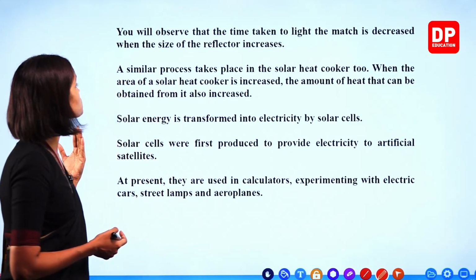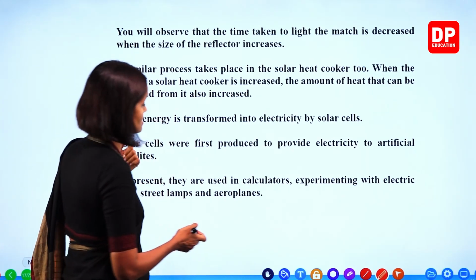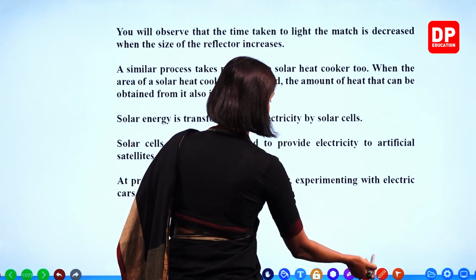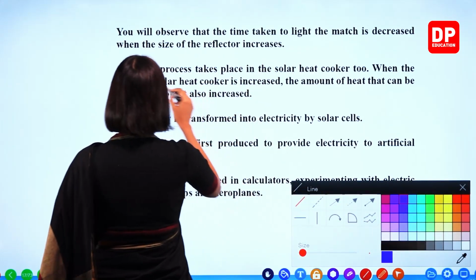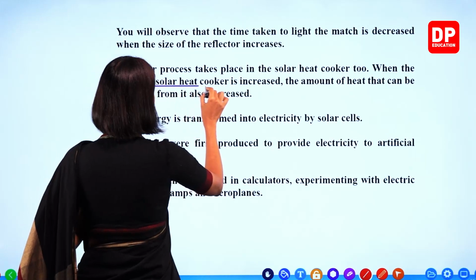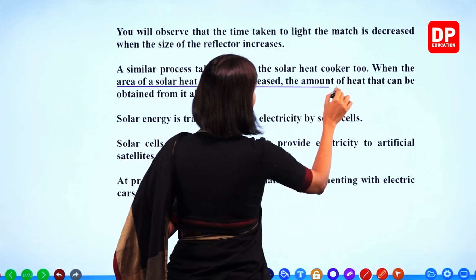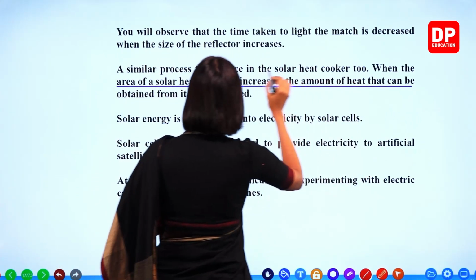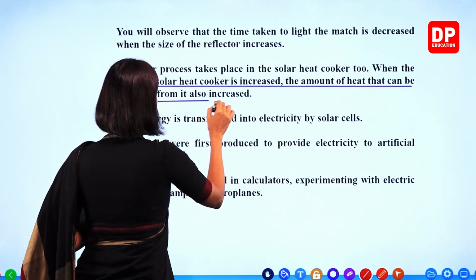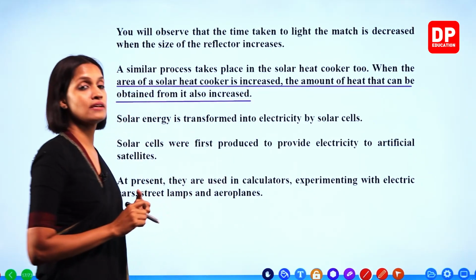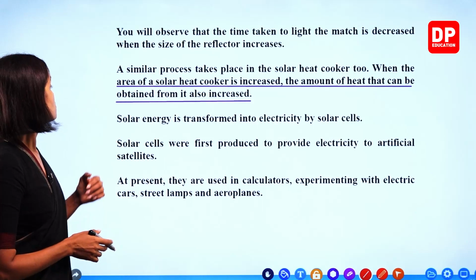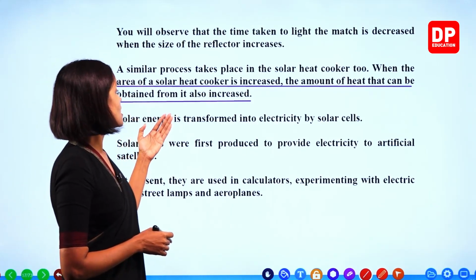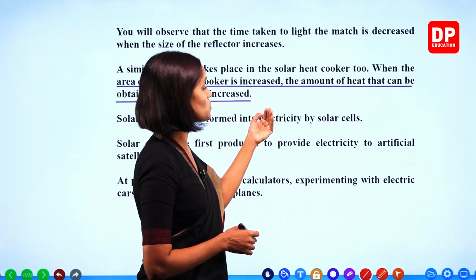When the area of a solar heat cooker is increased, right? We'll underline this. When the area of a solar heat cooker is increased, the amount of heat that can be obtained from it also increases. Right, children? So solar energy is transformed into electricity by solar cells.